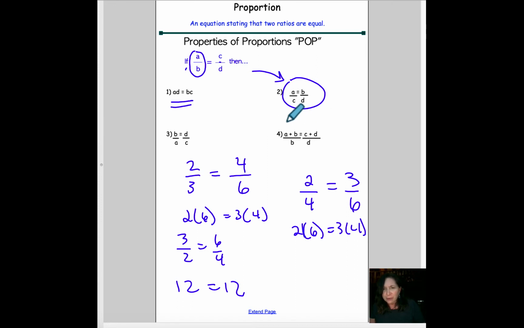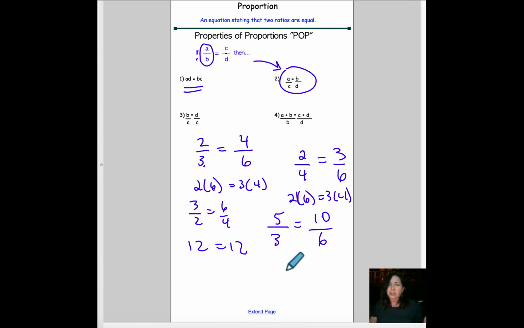And lastly, for this one, A plus B over B, that's saying 2 plus 3, which is 5, over 3, is equal to 4 plus 6, which is 10, over 6. And again, if I were to cross multiply, I'd get 30 equals 30. Even though these are the same values, they're different values than the 12 and the 12, obviously, because I changed the problem because it was a sum. I still get equal values because it is a proportion.